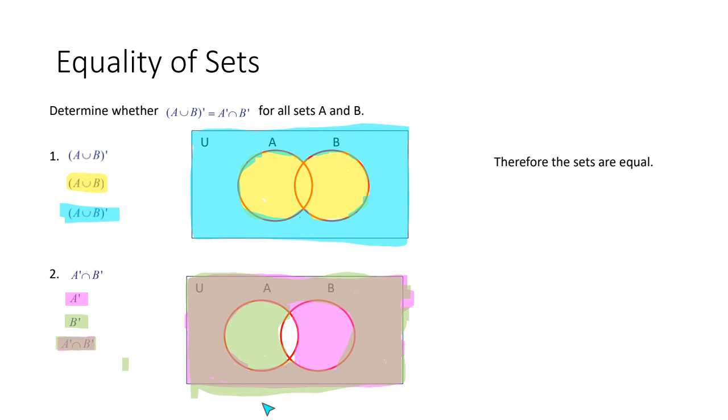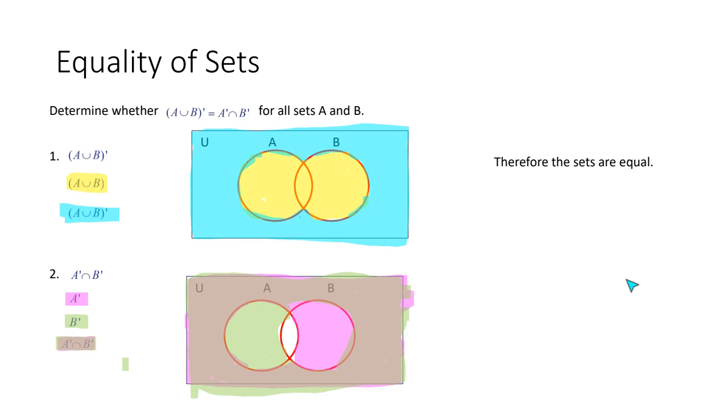And so the big question now is, whatever result we got here, which is this area in brown, is it the same as what we got in the first step, which is the area in turquoise? So you can see that our answers are true because the answer is everything that's outside of both circles A and B. And that's what's highlighted in both. So therefore, we can say that the sets are equal. So this is one way to do it, by highlighting the different sets.